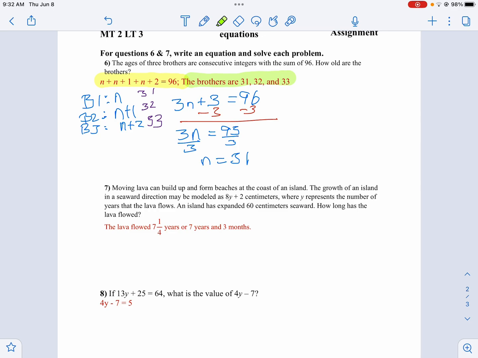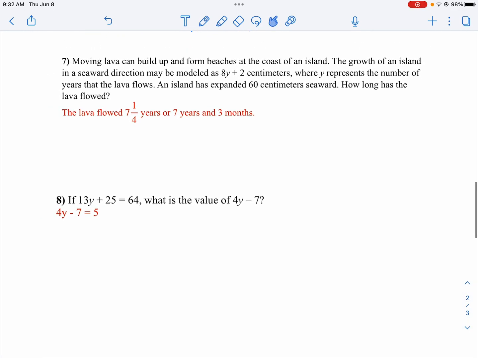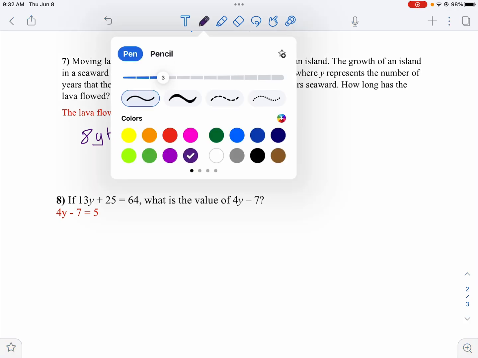On question number 7, let me blow this up a little bit here. We have this word problem about moving lava, and it can be modeled by the expression 8y plus 2. And then it's going 60 centimeters, so there's the equation: 8y plus 2 equals 60. So now let's solve that equation.